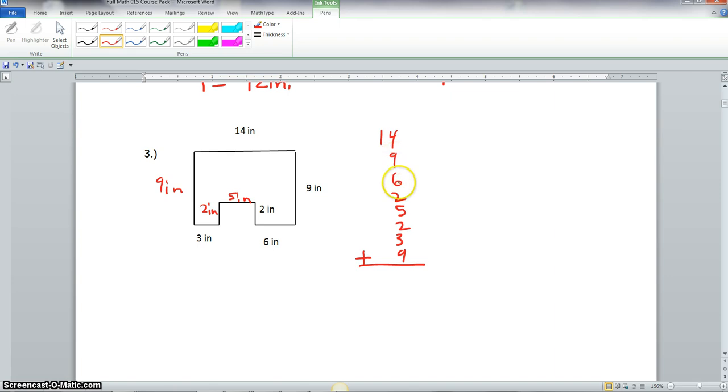4 plus 9 is 13, plus 6 is 19, plus 2 is 21, plus 5 is 26, plus 2 is 28, plus 3 is 31, plus 9 is 40. So this would be 0, and you would carry your 4. And 4 plus 1 is 5. So it would be 50, and we must write our units of measure. So it's 50 inches. And let's not forget to write P equals, because that's the perimeter.